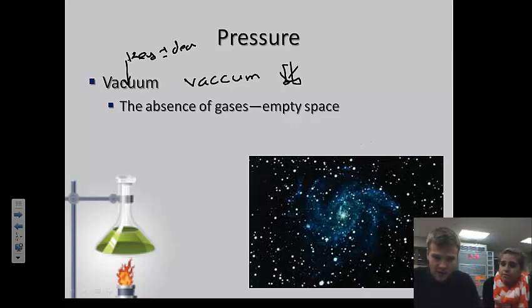So although this is a spiral galaxy and there are some gases in there where stars are formed, I'm a total astronomy geek, but it's pretty much empty.